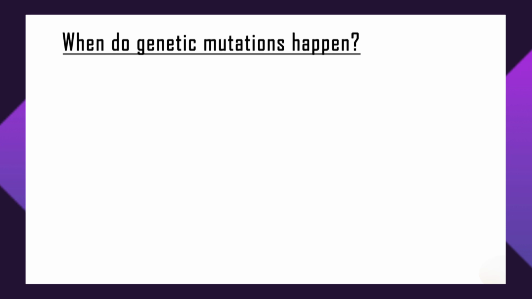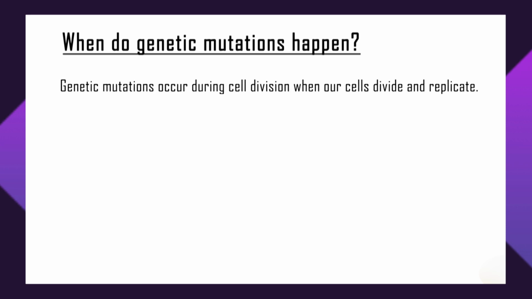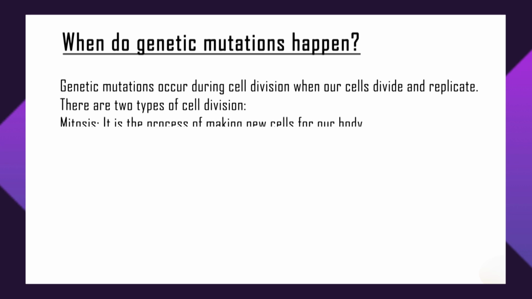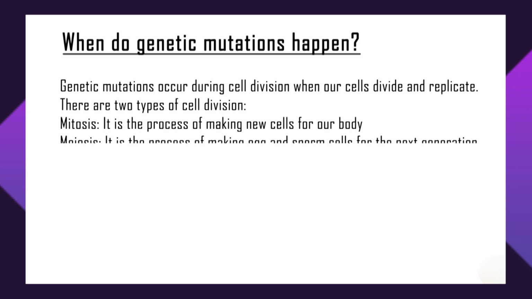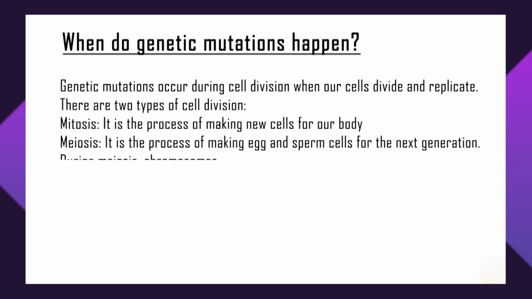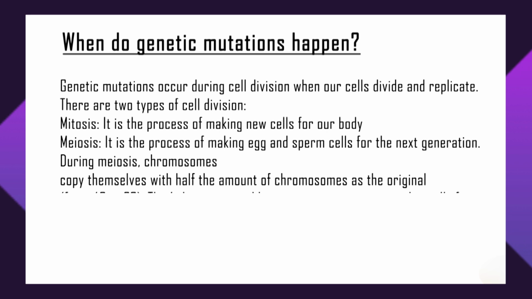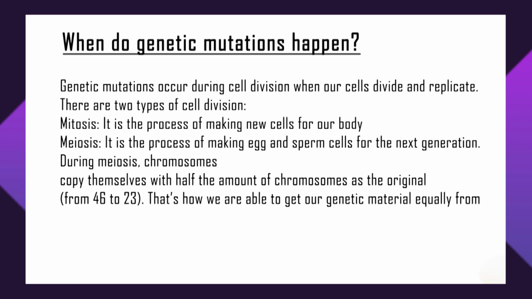Now, when do genetic mutations happen? Genetic mutations occur during cell division when our cells divide and replicate. There are two types of cell division, as we all know, mitosis and meiosis. Mitosis is the process of making new cells for our body. During mitosis our genes instruct our cell to split into two by making a copy of our chromosomes.